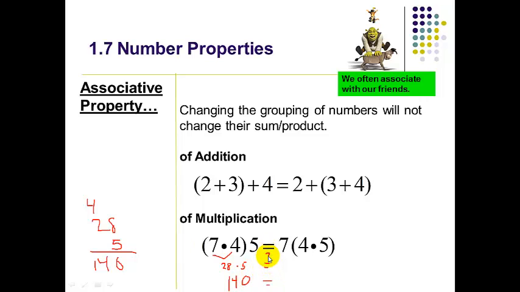Like right here, we're trying to figure it out, so you might see us put a question mark there. Over here, 4 times 5 is 20. And we're going to do 7 times 20, which is easier for me because 7 times 2 is 14, and 7 times 0 is 0, so it's 140. Sure enough, they work. We're associating, changing the group that we're associating with. Again, the order doesn't matter in addition and multiplication.